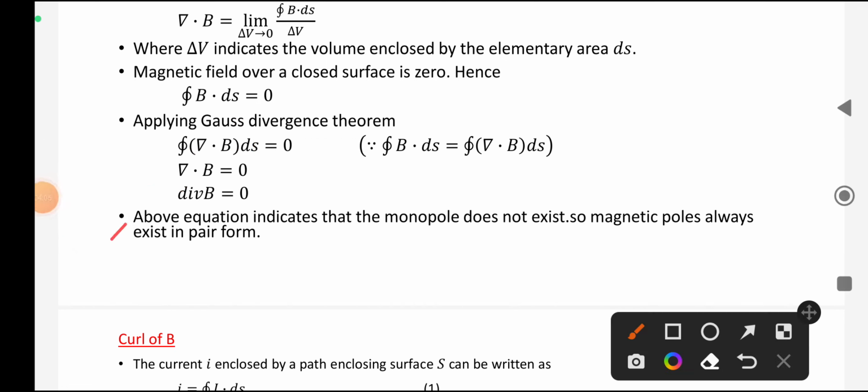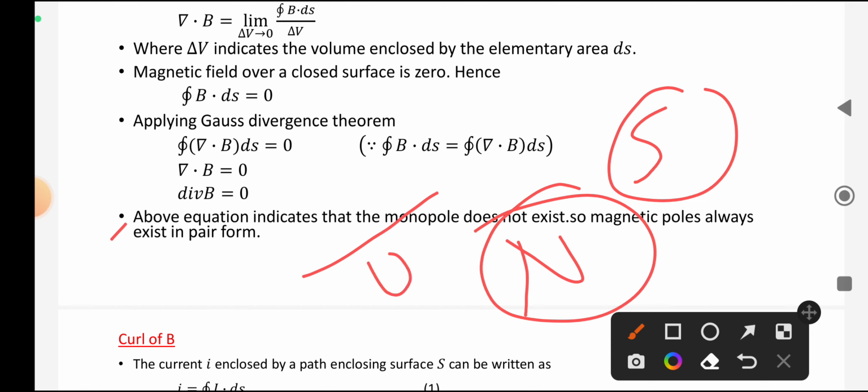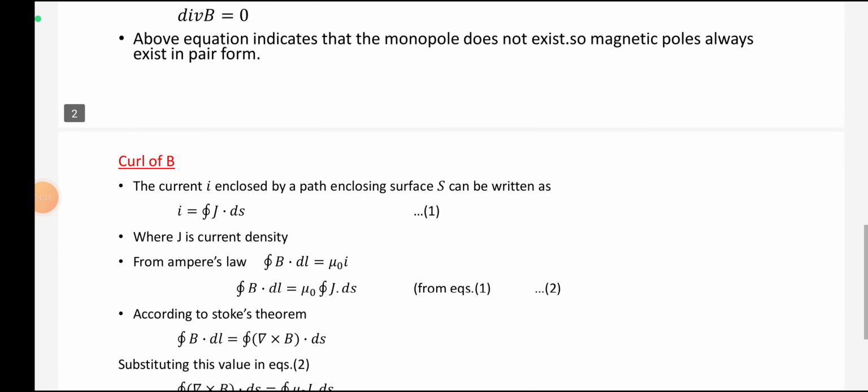The above equation indicates that a monopole doesn't exist, so magnetic poles always exist in pair form only. A single S or single N cannot be available. Suppose we have a small piece, that piece also contains N and S, not a single S or single N. So a single pole cannot exist. That is the meaning of del dot B equals 0. Next, curl.